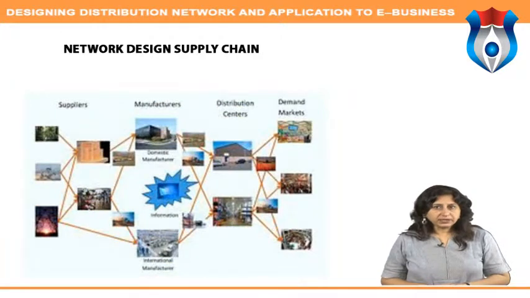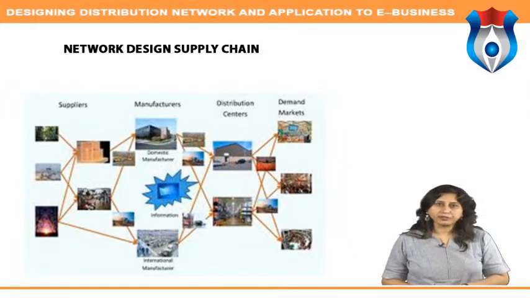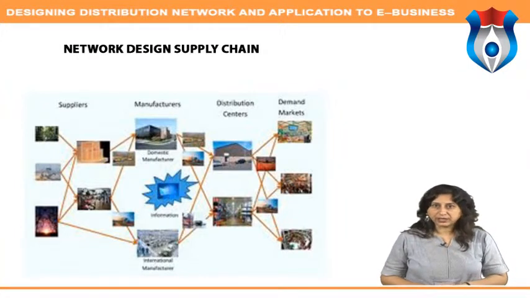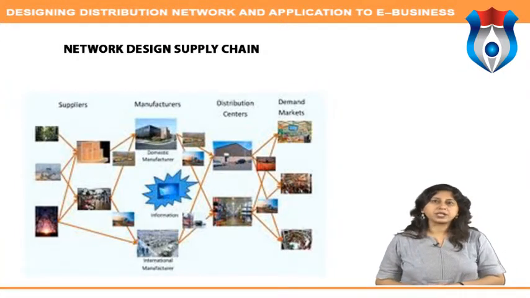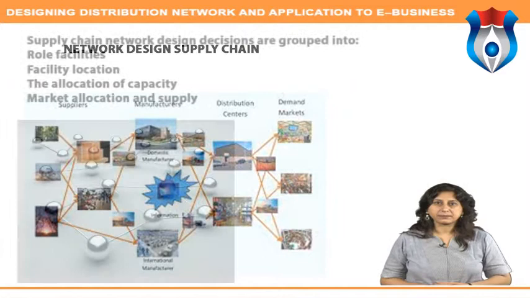Let us move further and discuss the network design supply chain. Supply chain network design decisions include the assignment of the role of facility, location of processing, manufacturing, storage, and transportation related facilities, and the allocation of capacity and market at each facility.